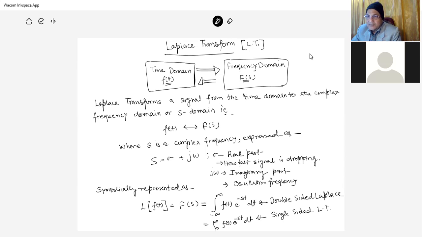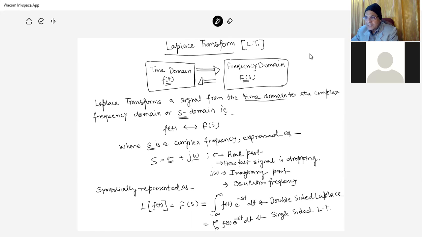So we can have the definition. The Laplace transform transforms a signal from the time domain to the complex frequency domain or S domain. That is, f of t is transformed to capital F of s, or from capital F of s to small f of t, where this s is a complex frequency expressed as s is sigma plus j omega.